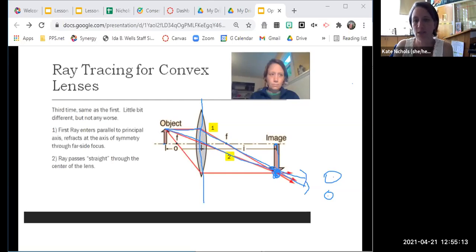But convex lenses can create all kinds of images. They can create virtual images as well. So it's worth going through some practice. And I posted at some point a bunch of practice problems for all kinds of lenses and mirrors, and those might be a good thing to do one more time as you prepare for the exam.